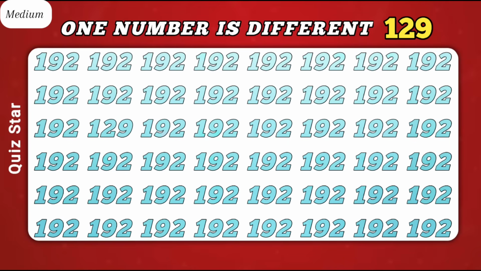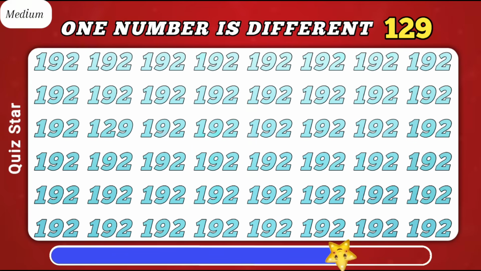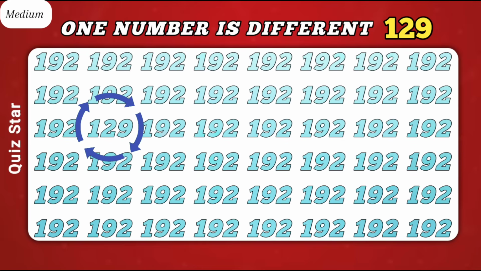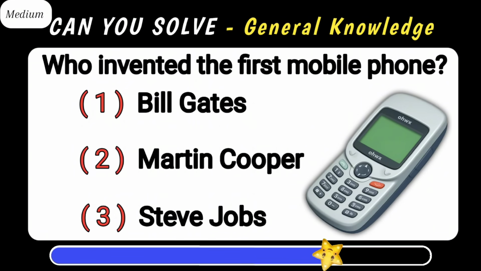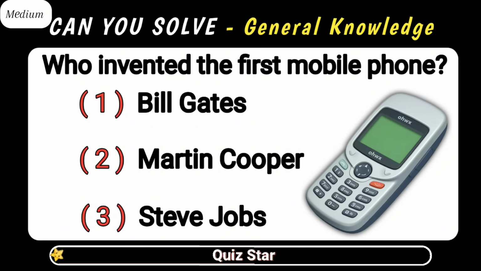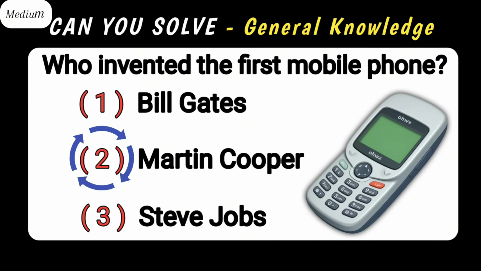Hey, senior and junior, one number is different within given time. Excellent, the different number 129. Hey, test your journal knowledge within given time. Hey, perfect, the knowledge master.